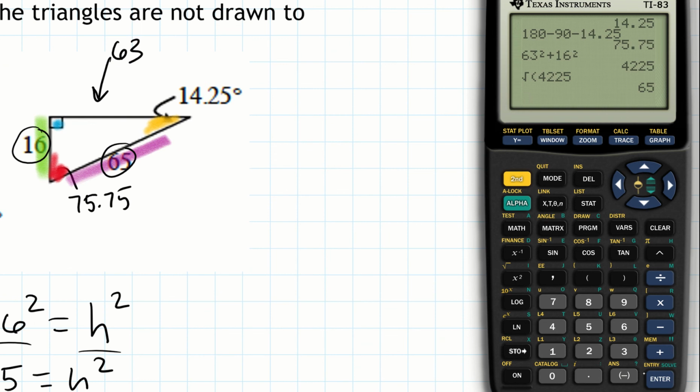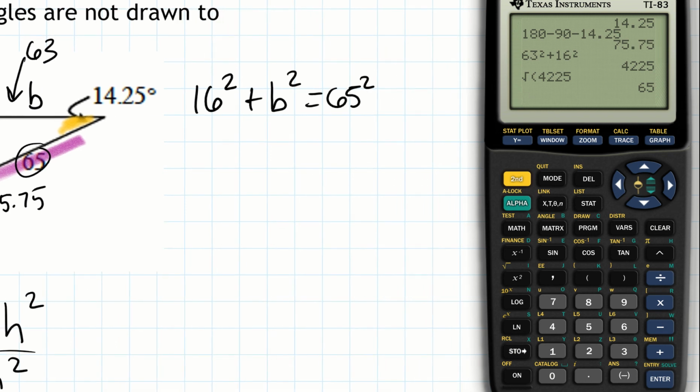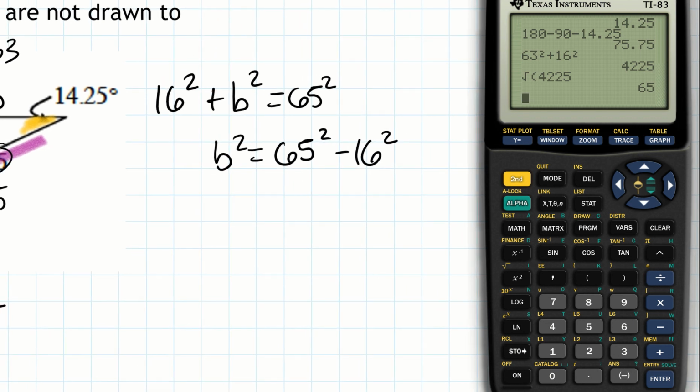I don't know this one, so I'll call this side B. What I'm going to do is say, a leg squared, that 16 is a leg, plus the other leg squared, B is a leg, equals the hypotenuse squared. So if I want to solve this for B, B squared is what you get when you take 65 and multiply it by itself, and then subtract 16 squared. I really don't think there's a shortcut here. I really do need to do the squaring, order of operations, and then the difference.